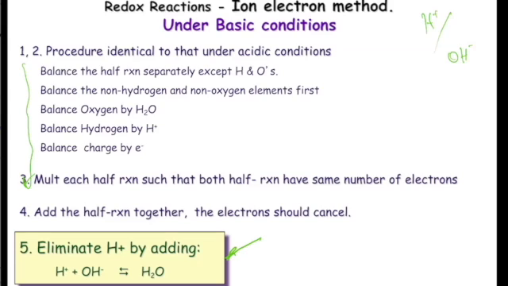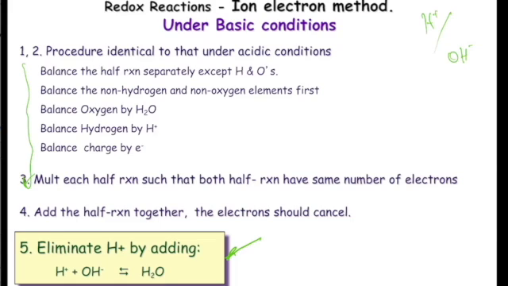You need to eliminate H plus. Why? Because it's not under acidic conditions. And the way you eliminate H plus is by adding the reaction H plus plus OH minus goes to water. That's the autoionization of water.